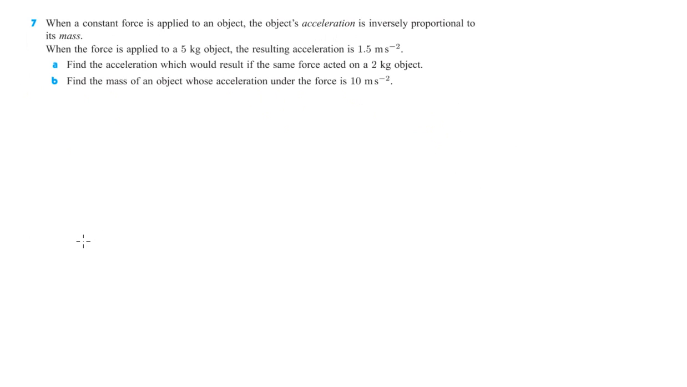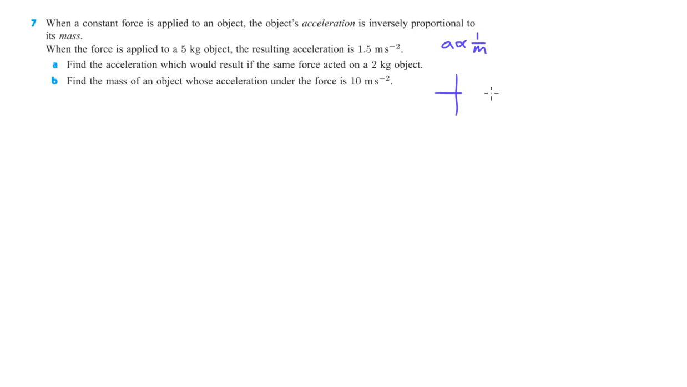Okay, 7, when a constant force is applied to an object, the object's acceleration is inversely proportional to its mass. So we could write that as: acceleration is directly proportional to the inverse of its mass. The inverse of the mass would be 1 over m. That's how you could write that. Okay. When force is applied to a 5 kilogram object, the resulting acceleration is 1.5 meters per second squared.